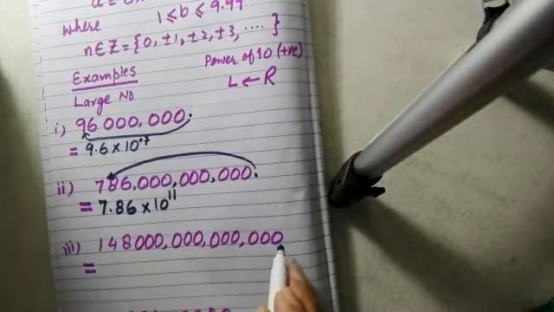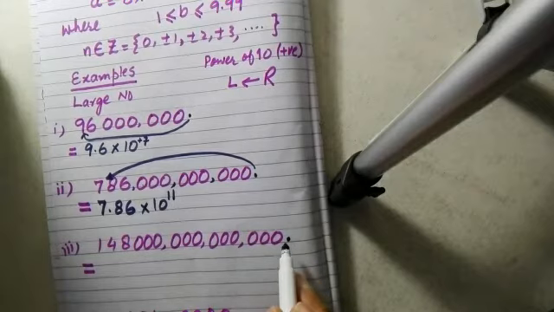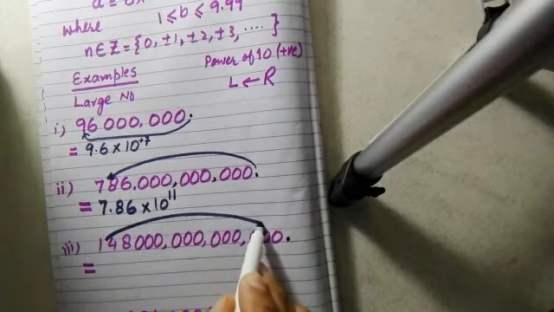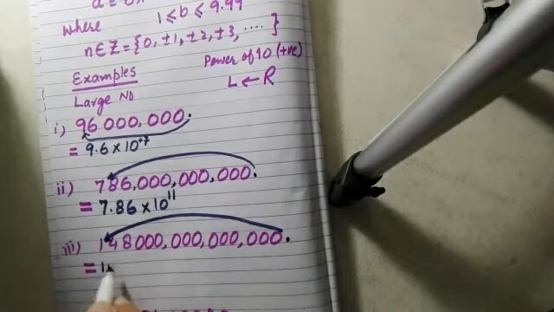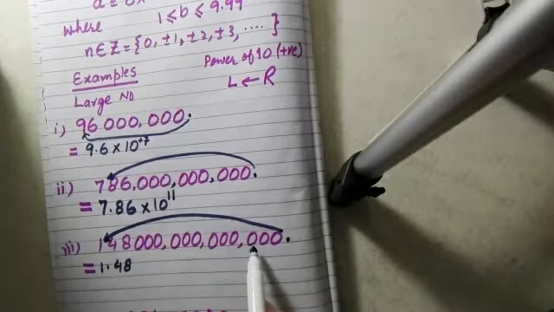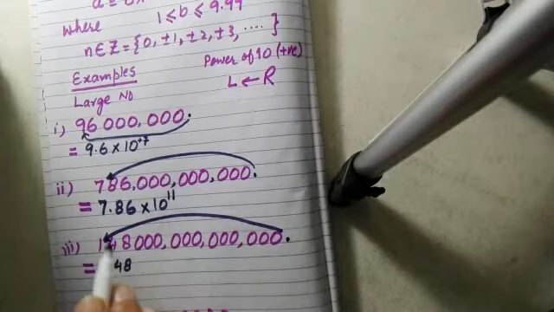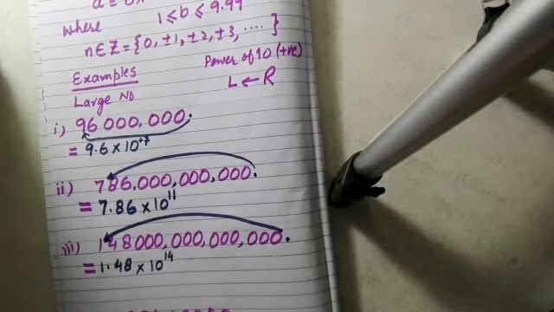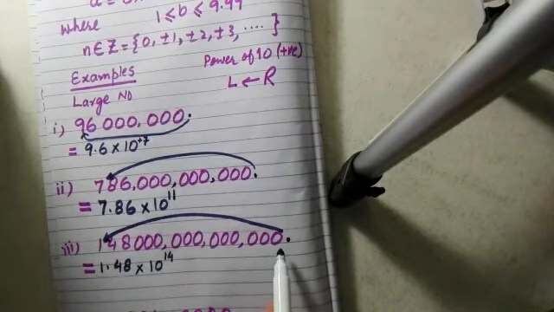Similarly, in the third example, its decimal will be at the end of the number, and you shift it to right after the first number on the left-hand side. It will become 1.48. If you count the number of digits, 3, 6, 9, 12, and 2, that is 14 digits we have moved. So it will be written as 10 raised to power plus 14. So this is an ordinary notation of writing a number, converted into scientific notation.